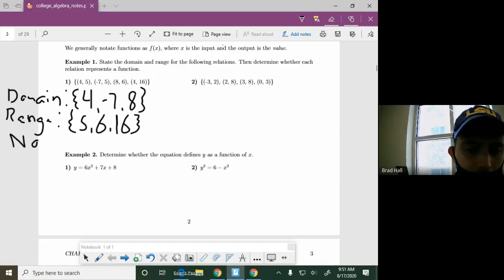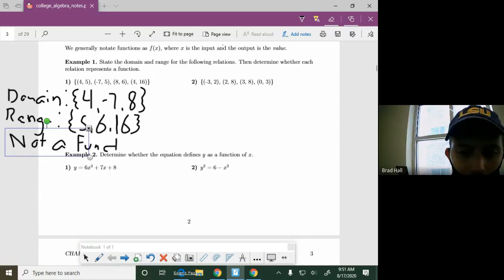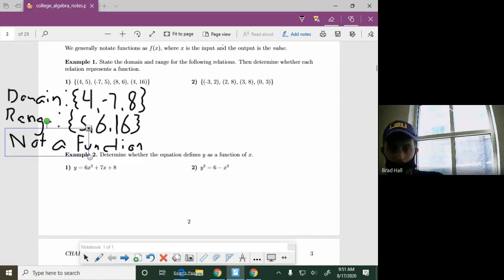So this is not a function. Yeah, it's not a function because there's an input that corresponds to 2 outputs, which is not good.